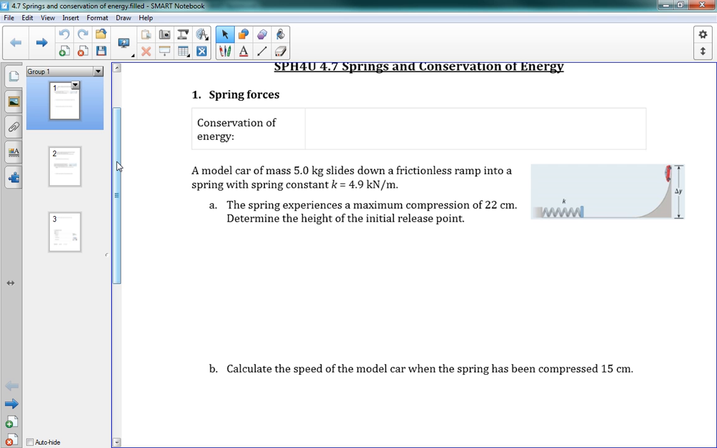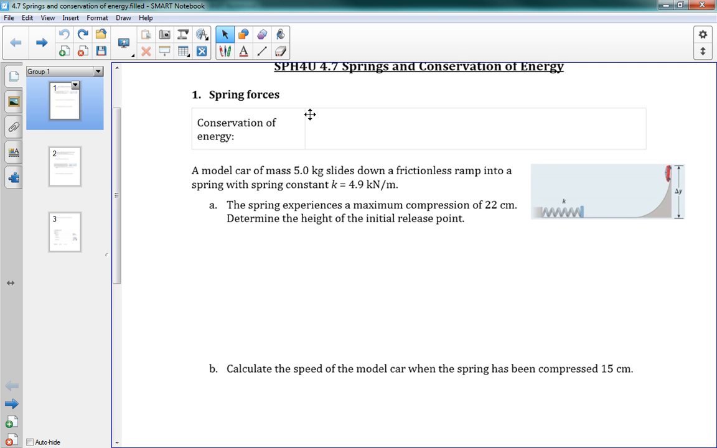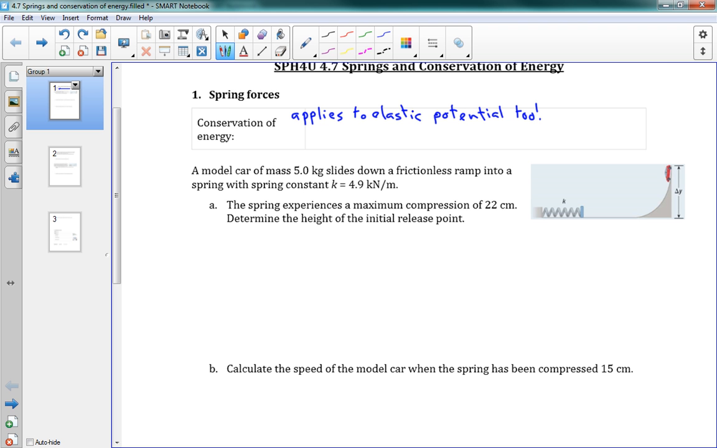to conservation of energy. So you might remember conservation of energy, we said that energy is neither created or destroyed, it just is converted between different forms. Well, that law applies to elastic potential energy as well. It applies to elastic potential too.